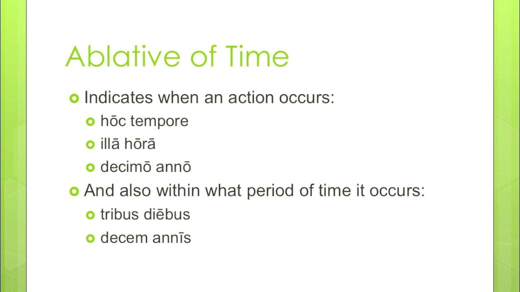Now let's talk about the ablative of time. We met the ablative of time first in Latin 1. The ablative of time has two uses. First off, it indicates when an action occurs. If you want to tell when an action occurs, all you have to do is put a time expression in the ablative, and you're done.